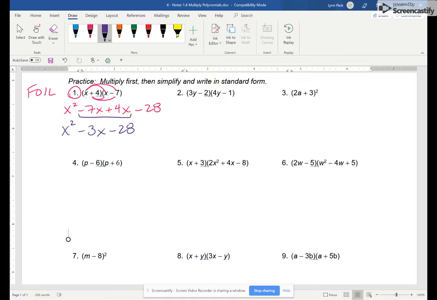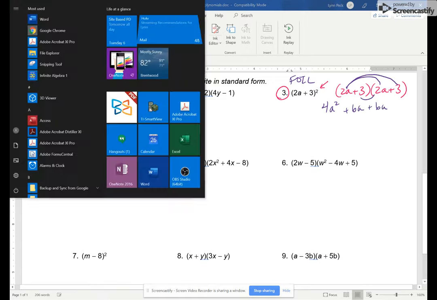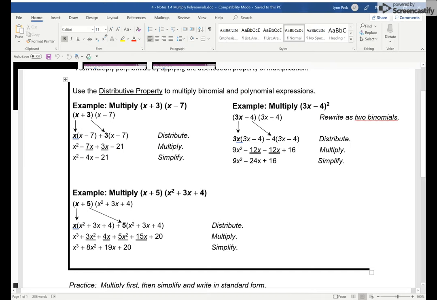All right, I'm going to skip to number 3. Number 3 has an exponent on the outside, so that means that I'm squaring this entire group. So I'm really multiplying 2a plus 3 by itself twice. That's what exponents mean. So I've got to, again, FOIL it out. All right, so first 2a times 2a is 4a squared. Outside, 2a times 3 is positive 6a. Inside, positive 3 times 2a is positive 6a. And last, positive 3 times positive 3 is plus 9.